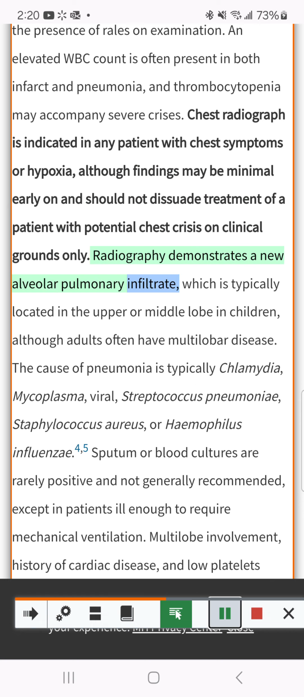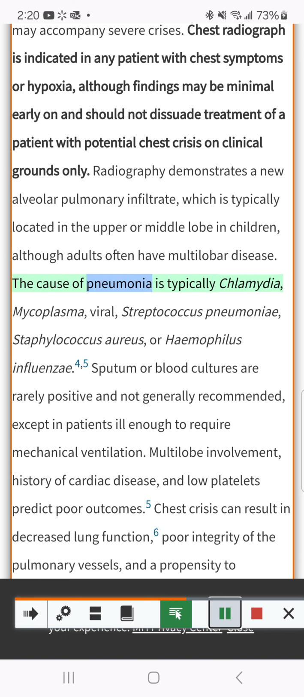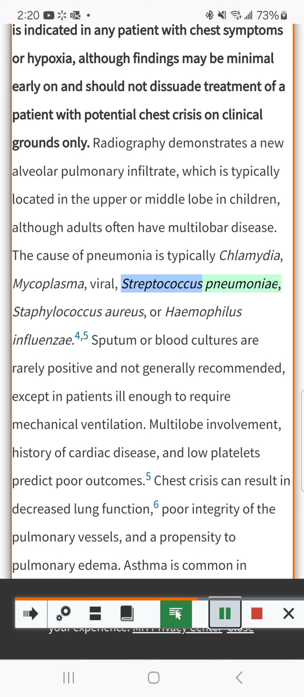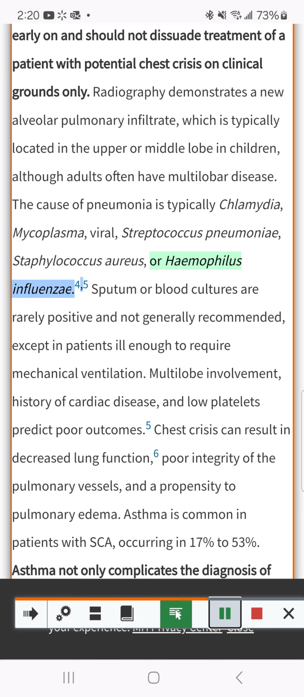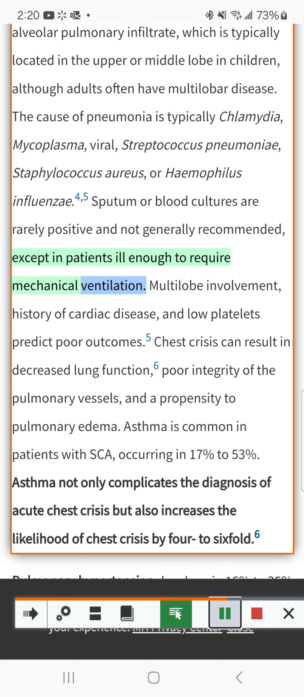Radiography demonstrates a new alveolar pulmonary infiltrate, which is typically located in the upper or middle lobe in children, although adults often have multilobar disease. The cause of pneumonia is typically chlamydia, mycoplasma, viral, Streptococcus pneumoniae, Staphylococcus aureus, or Haemophilus influenzae. Sputum or blood cultures are rarely positive and not generally recommended, except in patients ill enough to require mechanical ventilation.